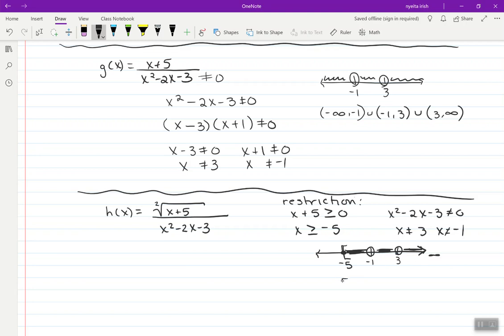So it starts at -5, goes to -1, parenthesis, because we can't use -1, -1 to 3, and then 3 out to infinity.